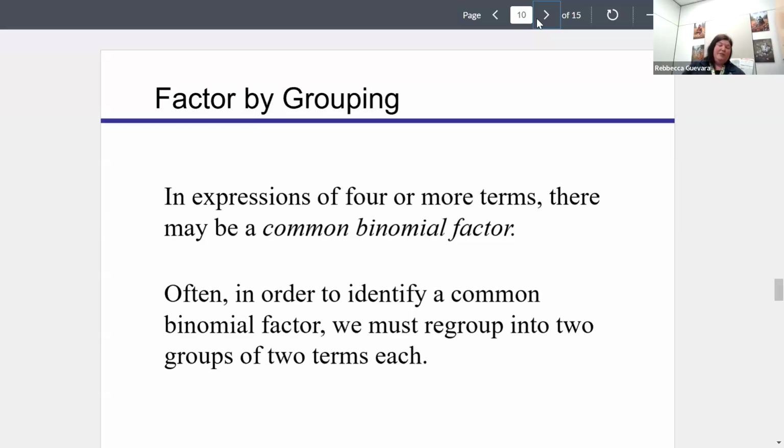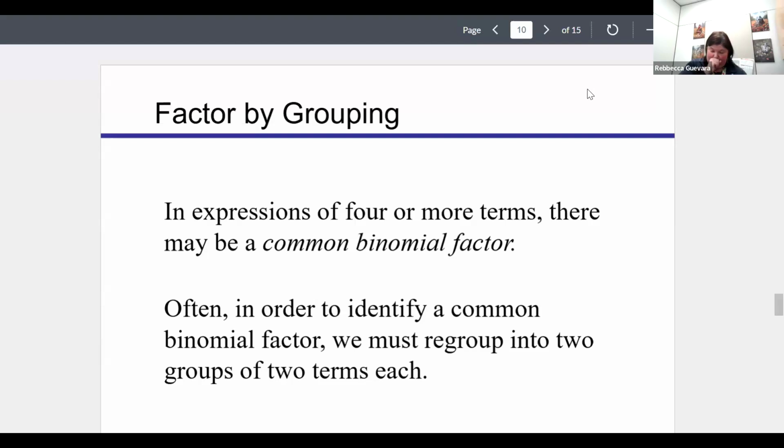So factoring by groups is another way that we could factor things. This is usually in the case where maybe not all our terms have a common factor, but groups of them do. So if an expression has 4 or more terms, there may be common binomial factors, meaning I could take 2 terms and factor something out. Often, in order to identify a common binomial factor, we must regroup into 2 groups of 2 different terms each.